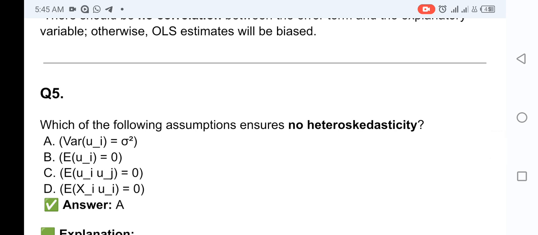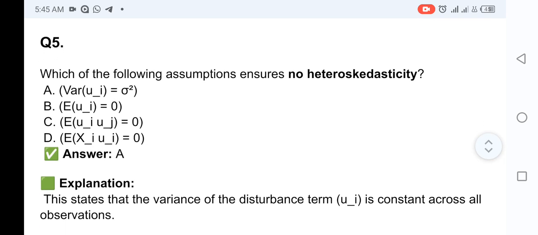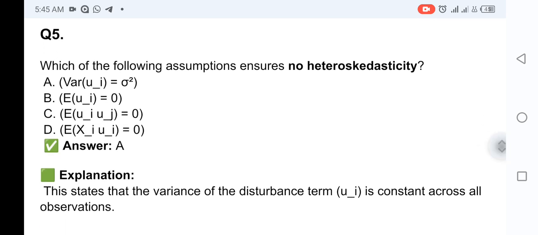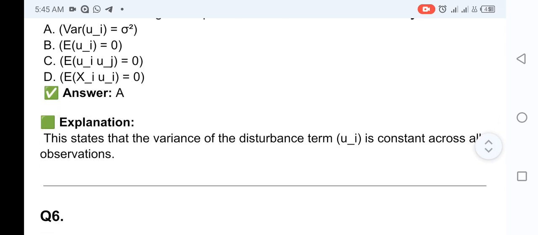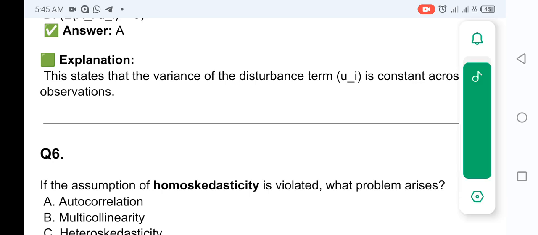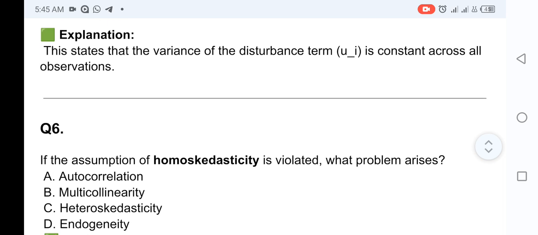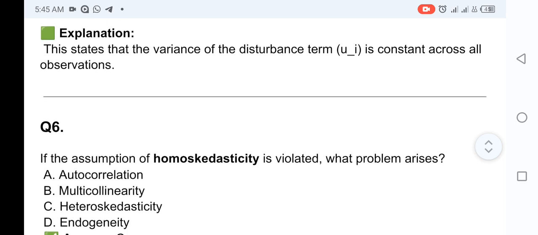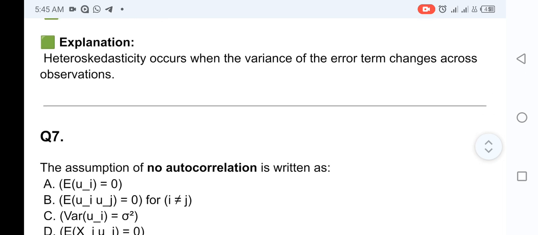Answer A. Explanation. This states that the variance of the disturbance term, u_i, is constant across all observations. Q6. If the assumption of homoskedasticity is violated, what problem arises? A. Autocorrelation. B. Multicollinearity. C. Heteroskedasticity. D. Endogeneity. Answer C. Explanation. Heteroskedasticity occurs when the variance of the error term changes across observations.